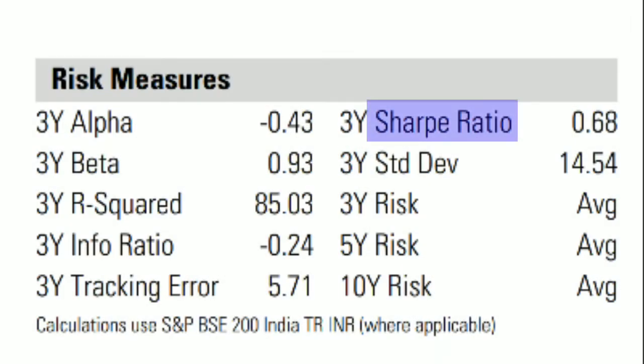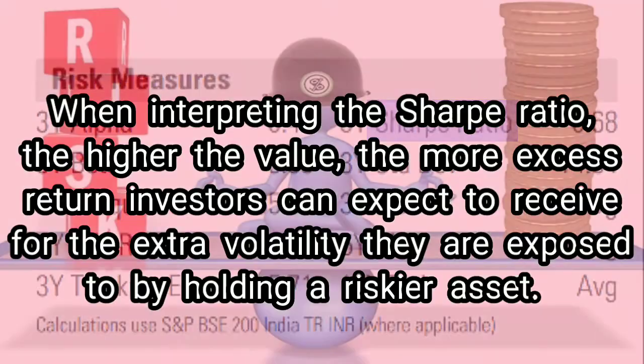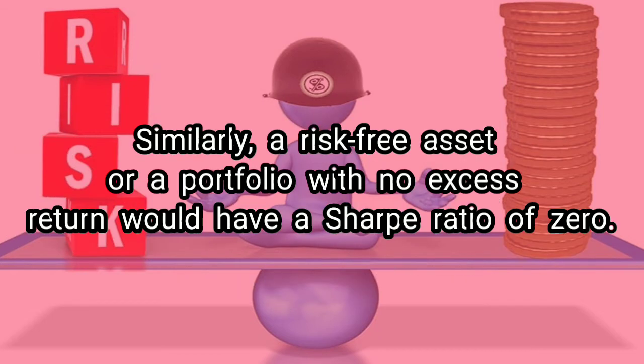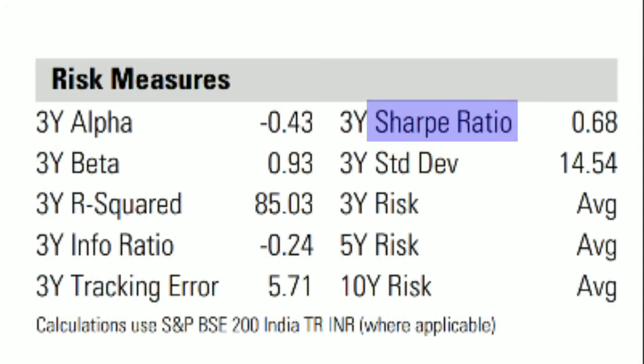Next, we have Sharpe Ratio. Sharpe Ratio tells you the risk-adjusted return of the fund. When interpreting the Sharpe Ratio, the higher the value, the higher excess return investors can expect to receive from the extra volatility they are exposed to by holding a riskier portfolio. Similarly, a risk-free asset or a portfolio with no excess return would have a Sharpe Ratio of 0. A variation of the Sharpe Ratio is Sortino Ratio, which removes the effect of upward price movements on the standard deviation to measure only return against downwards price volatility.